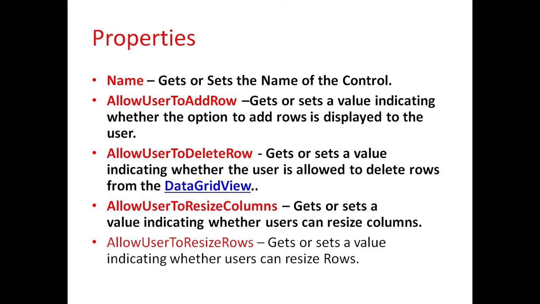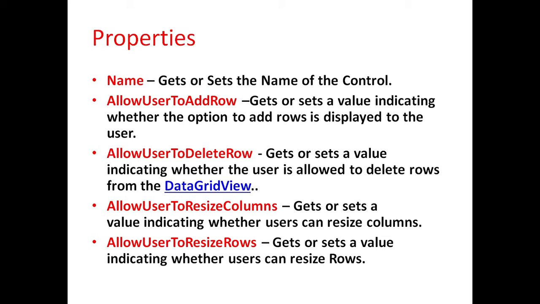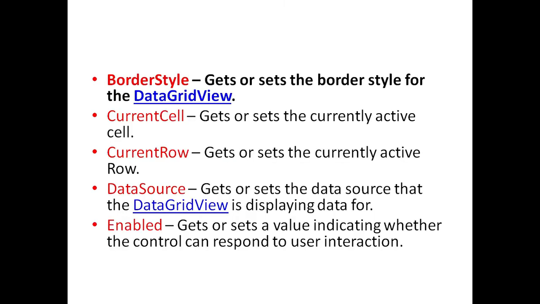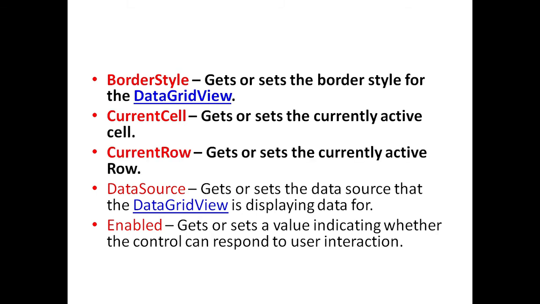AllowUserToResizeColumns property is used to get or set a value indicating whether the user can resize the columns. AllowUserToResizeRows property is used to get or set a value indicating whether the user can resize the rows. BorderStyle property is used to get or set the border style for the DataGridView. CurrentCell property is used to get or set the currently active cell. CurrentRow property is used to get or set the currently active row.